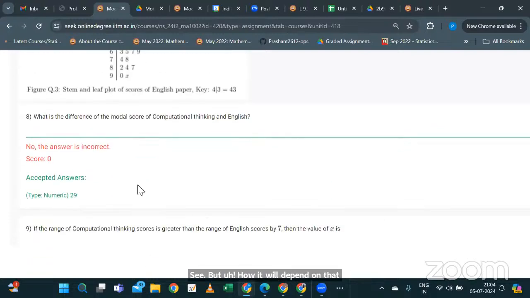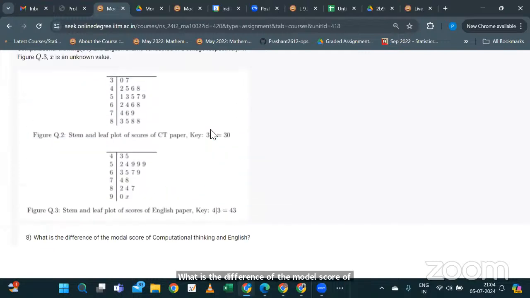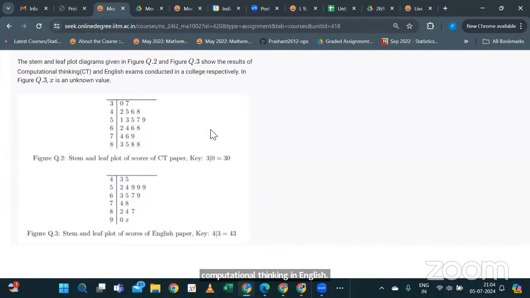So the question is: what is the difference of the mode score of computational thinking and English? First of all, what is the mode for computational thinking, which occurs most frequently? That is 88.